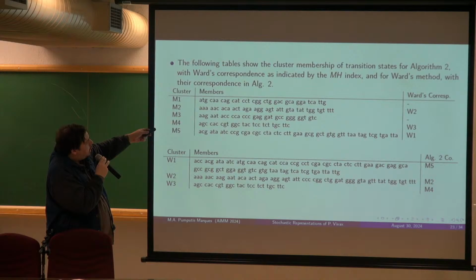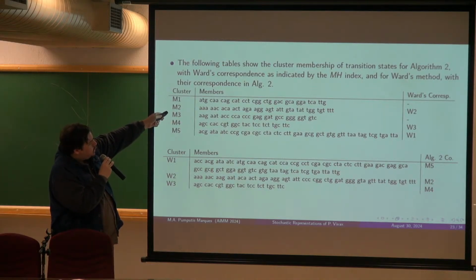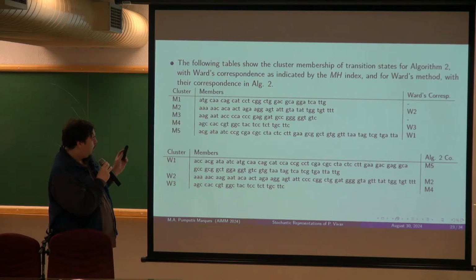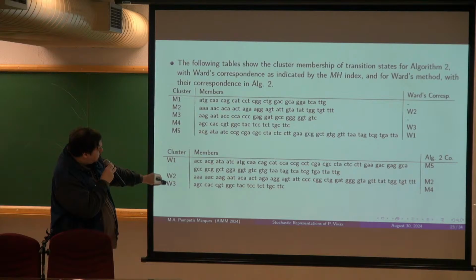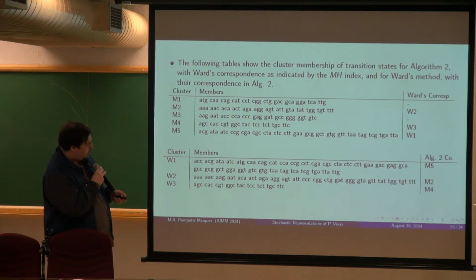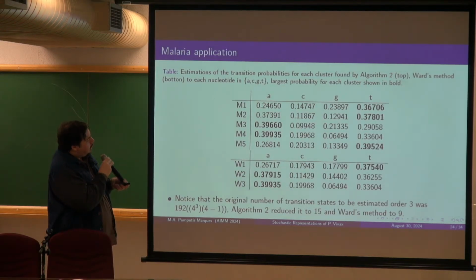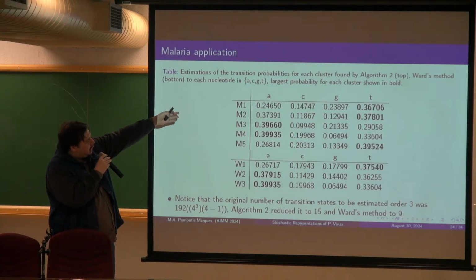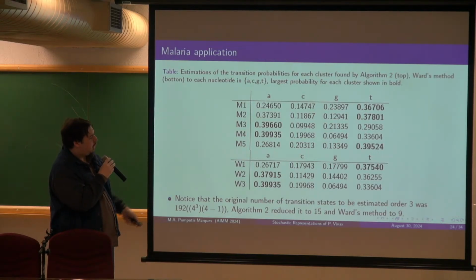So for example, M2 corresponds to, is the most similar to W2, right? And there is one case which is W3 and M4, which are exactly the same. So the 2 methodologies created the same cluster here. Right? And with these clusters, we can do the estimation. So these are the transition probabilities calculated using both partitions, right?